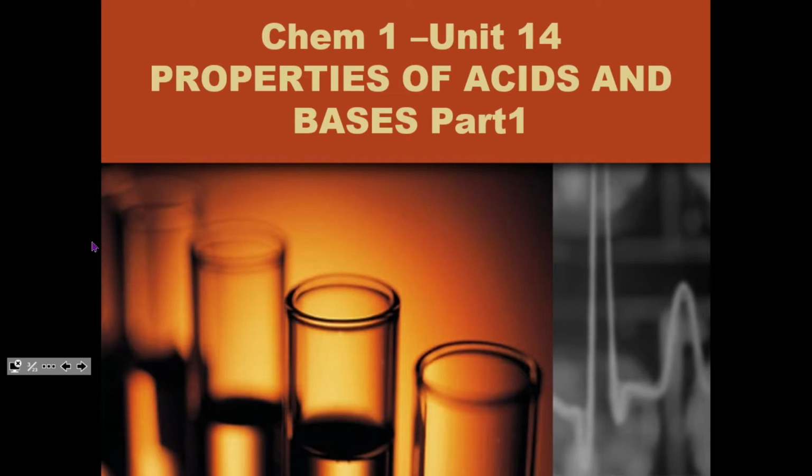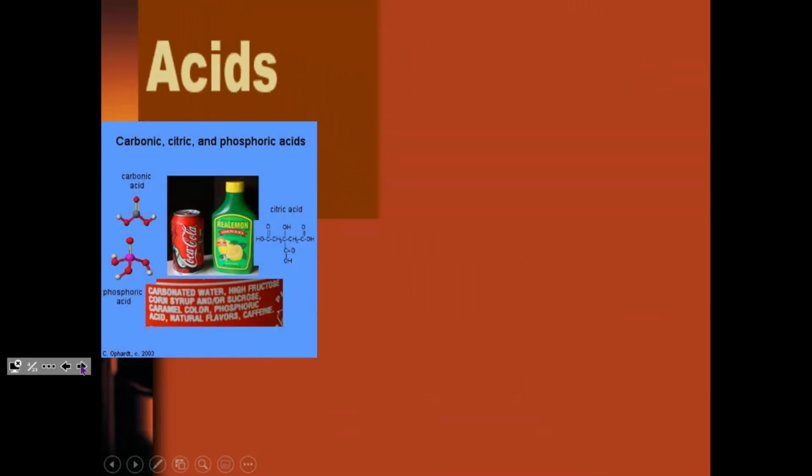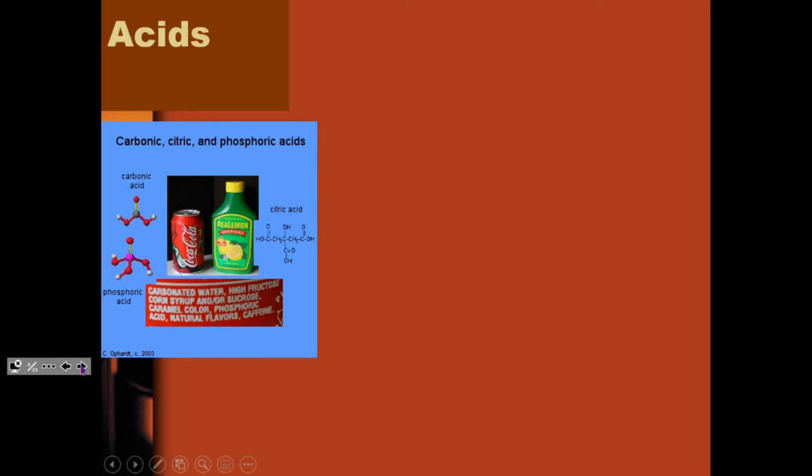So in this video, we're going to cover properties of acids and bases, and then we're going to look at what we call the pH scale. And there's a few calculations that are associated with that. You will need a calculator as you complete notes for this video, so make sure you have a calculator nearby. So the first thing we're going to talk about are acids.